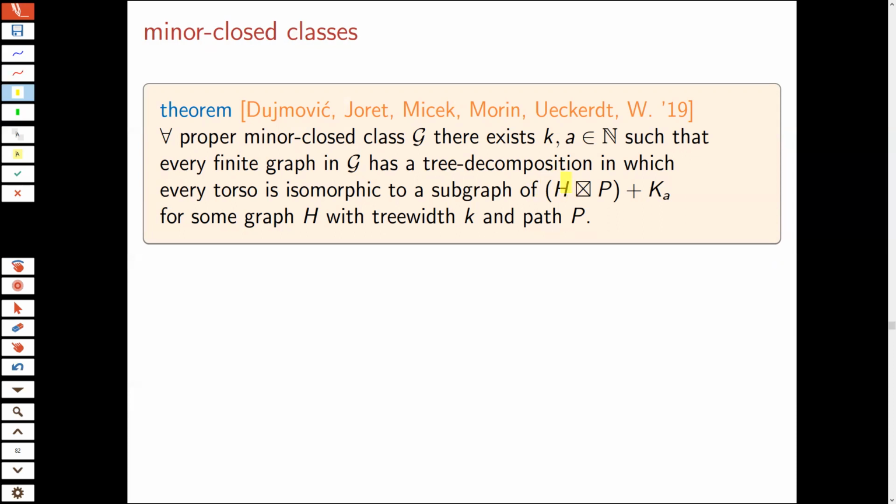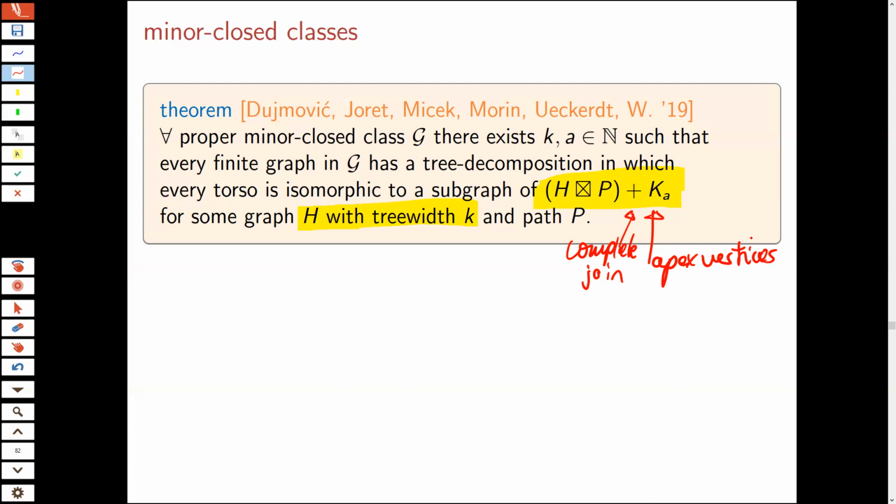So every torso is basically contained in the product of a bounded tree width graph, because H will have tree width K, and a path P. That's the same structure as before, but now we add this new part, which is a complete join with a bounded size complete graph. So this operator means complete join. This just means add A vertices and make them adjacent to everybody. So these are the apex vertices from the graph minor structure theorem.